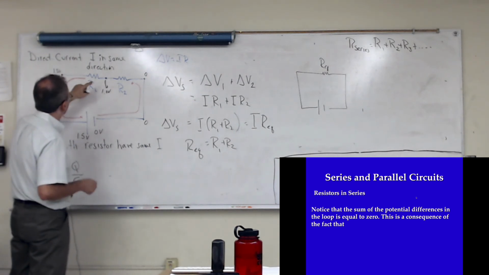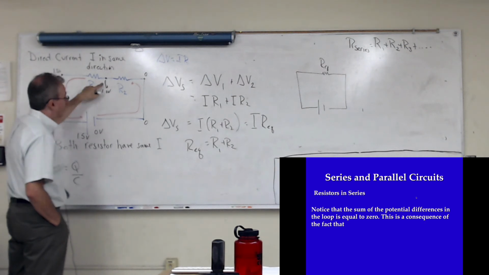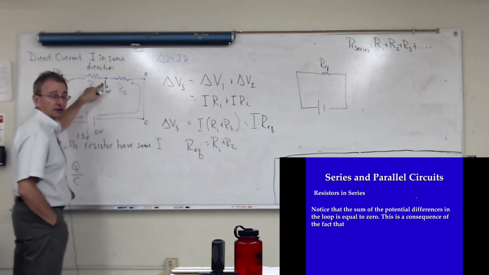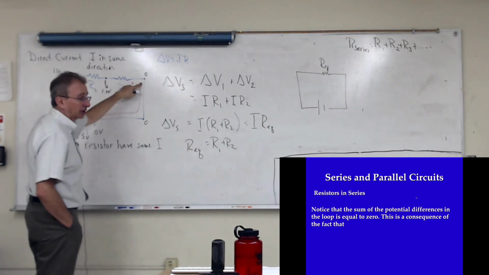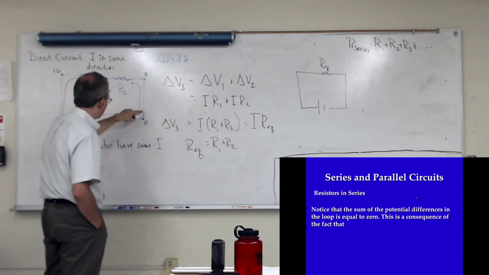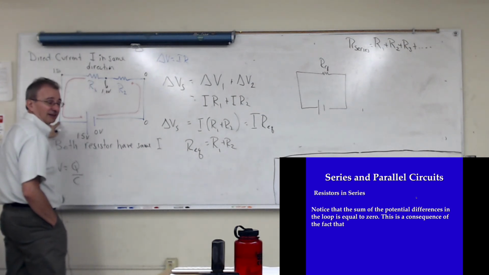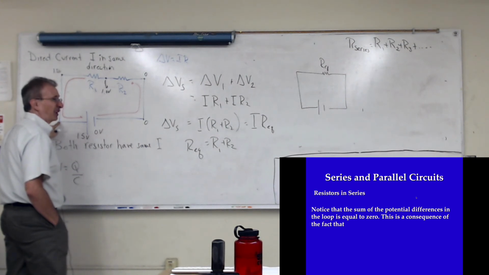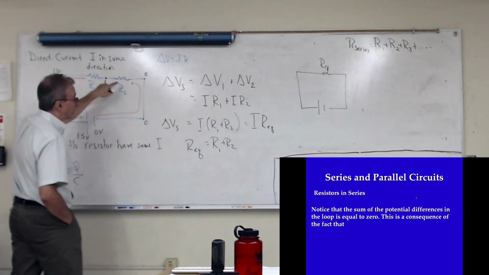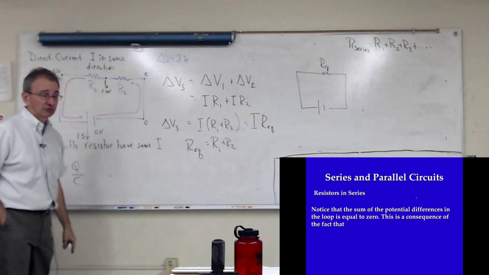So 1.5. It drops by half a volt here, so it's negative a half. And it drops by 1 volt here, so negative 1.5. Now I go from here to here. It increases by 1.5. So negative 1.5 plus positive 1.5 equals 0. So if I add up all the delta V's as I go in a loop, I get 0.